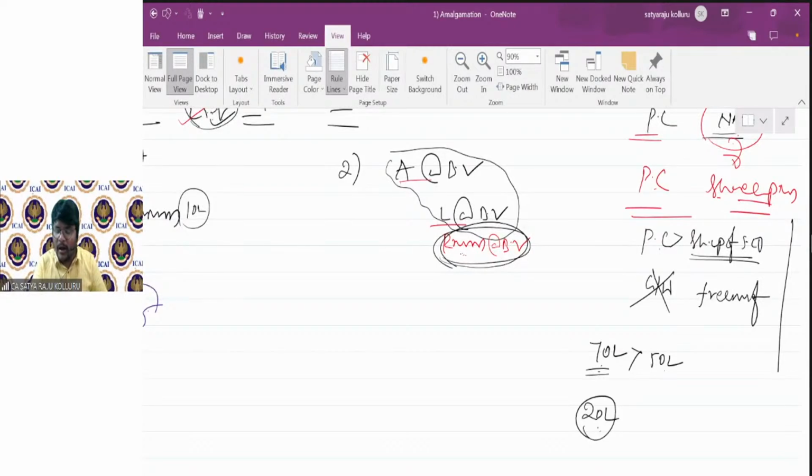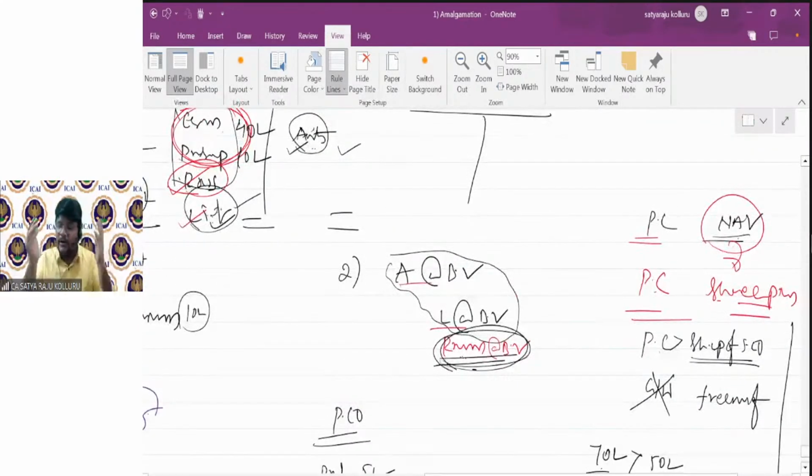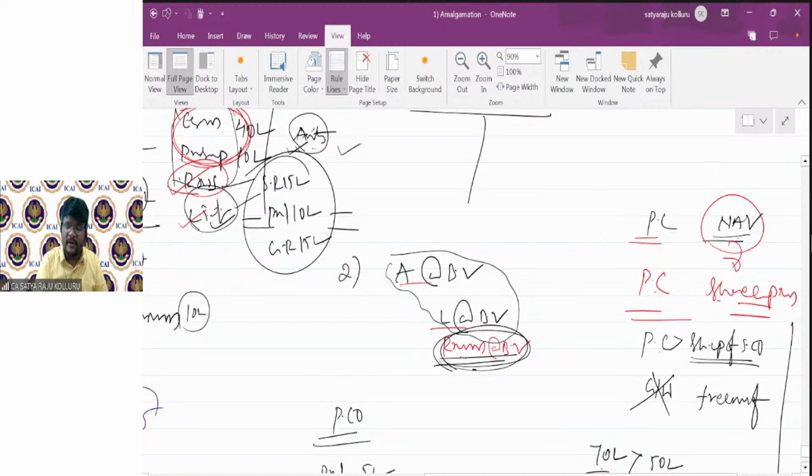For example, let us assume before taking over, in the purchasing company, I have P&L of 5 lakhs and general reserve of 3 lakhs. In the selling company, I have different reserves and surplus: statutory reserve 15 lakhs, P&L 10 lakhs, and general reserve something like 15 lakhs. So these are the figures I have.